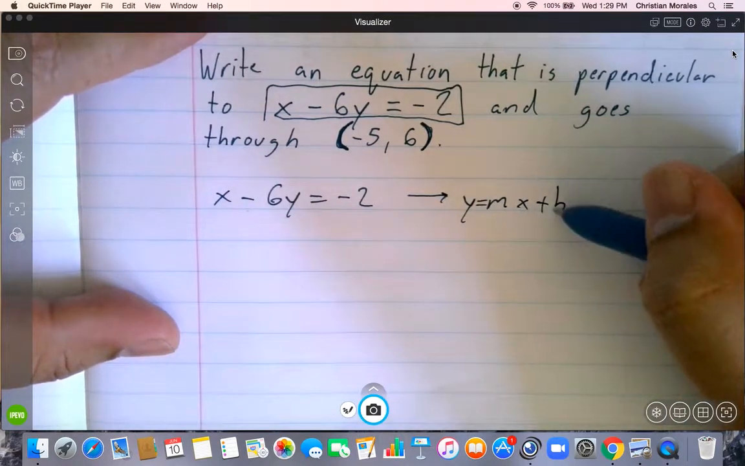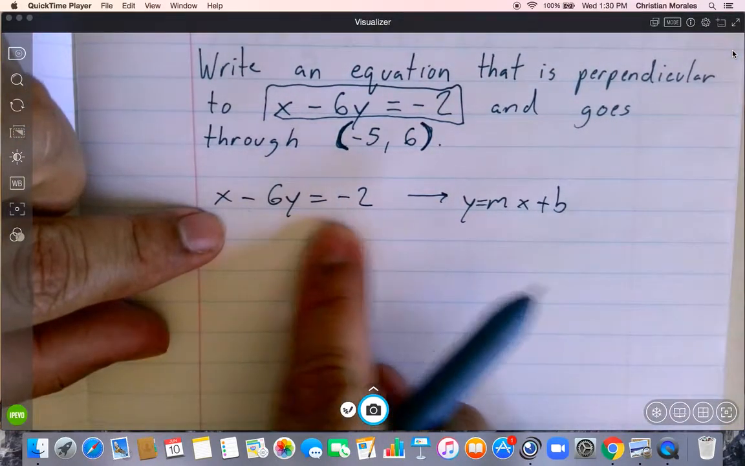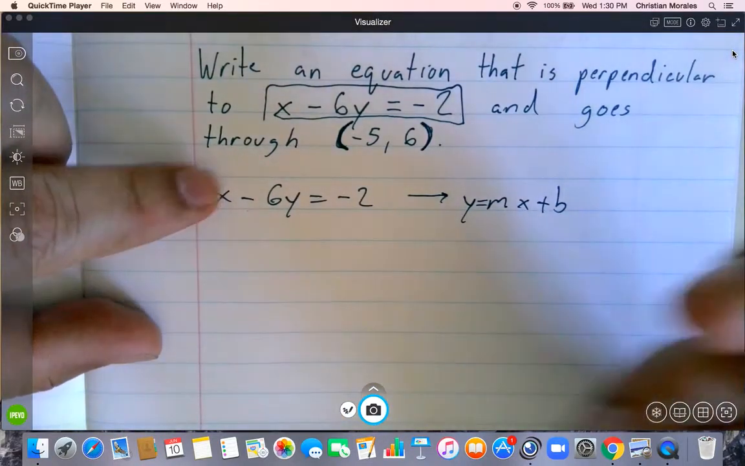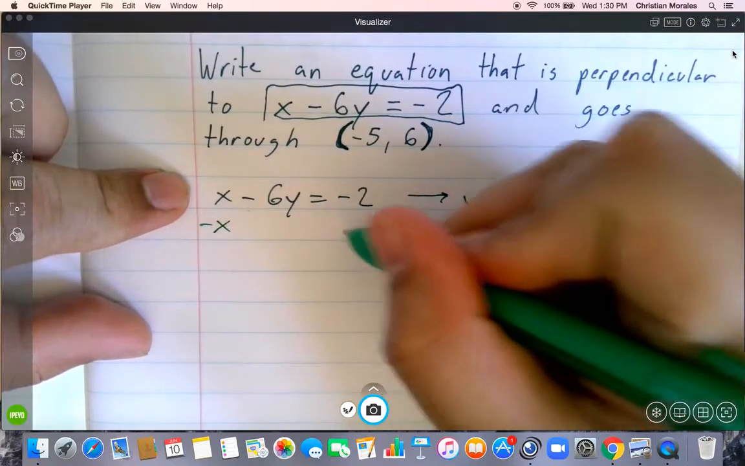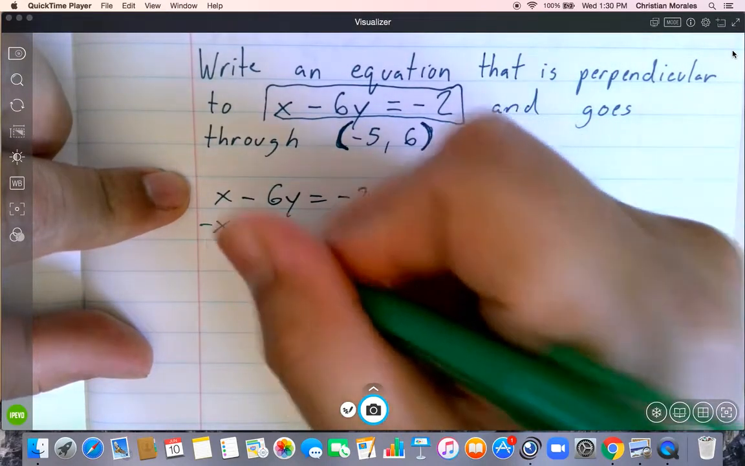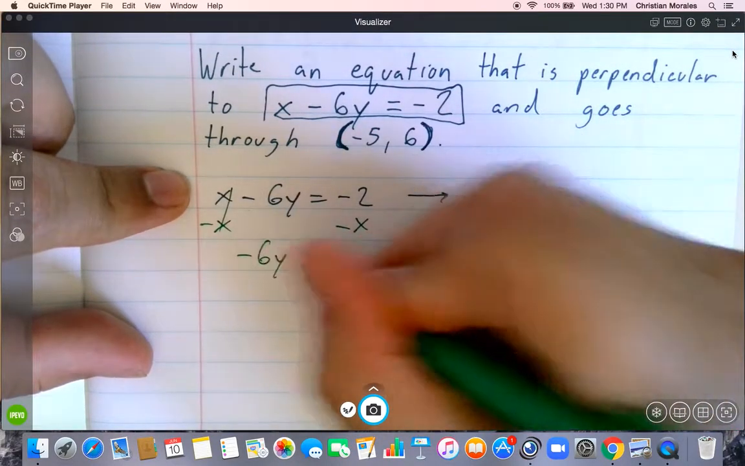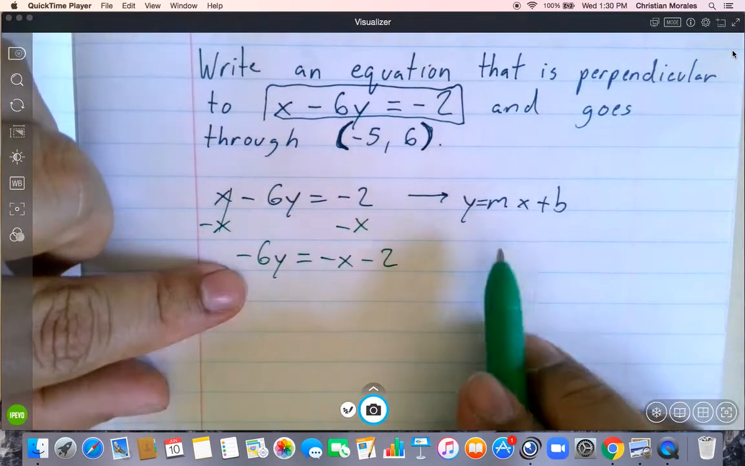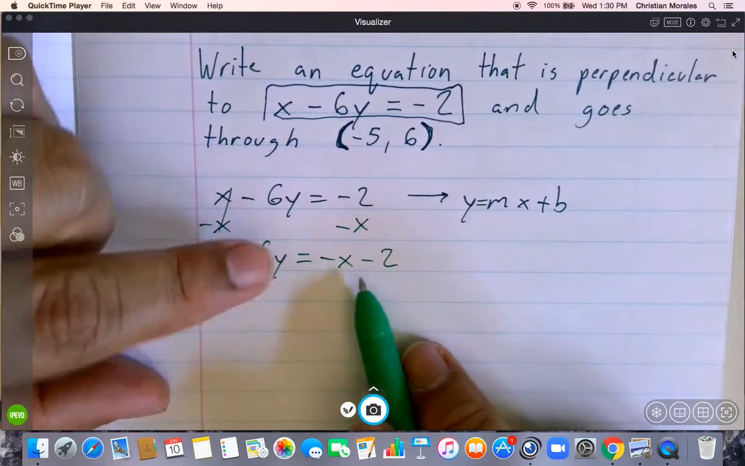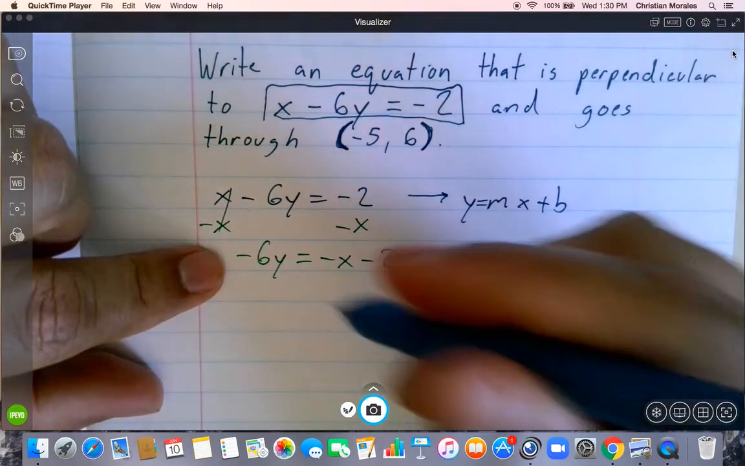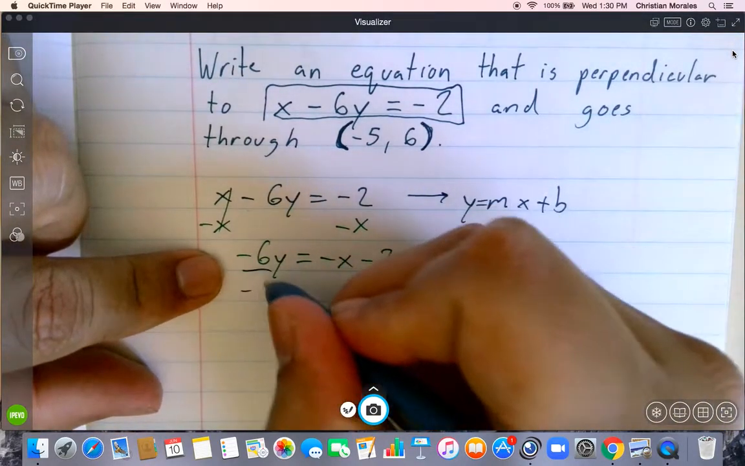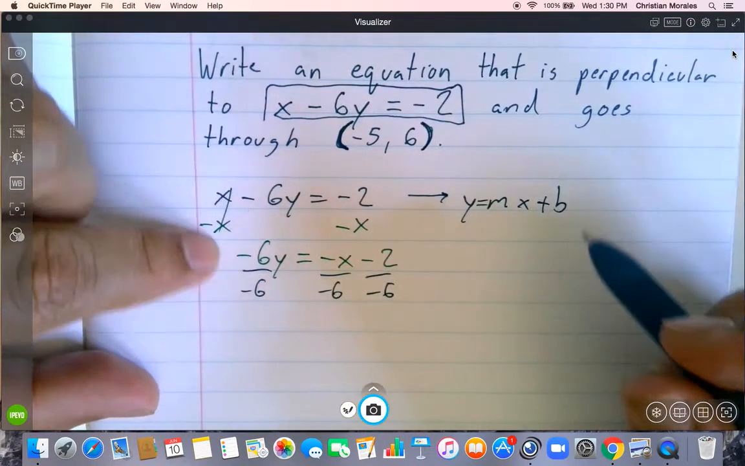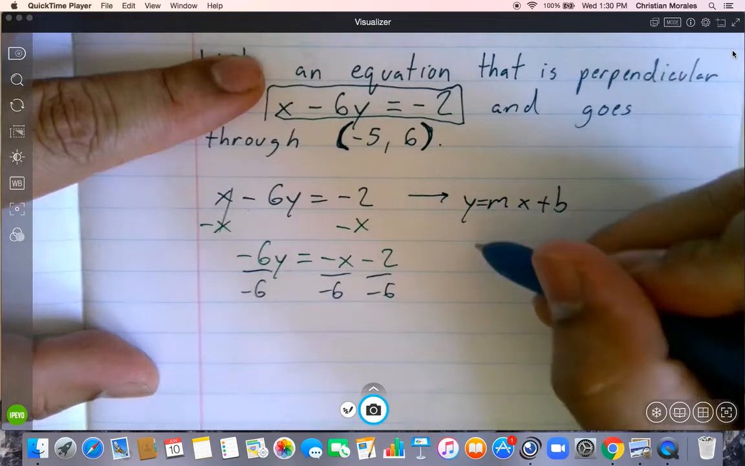So before we write the new equation, let's change the way we write this one. So we're going to move the x over, minus x to both sides. X cancels out, you're left with this. Now I'm going to put the x first, just so it looks more like mx + b. Now I want to get rid of this 6, so I'm going to divide by -6. But if you divide one thing, you divide all of it. So here's my new equation.